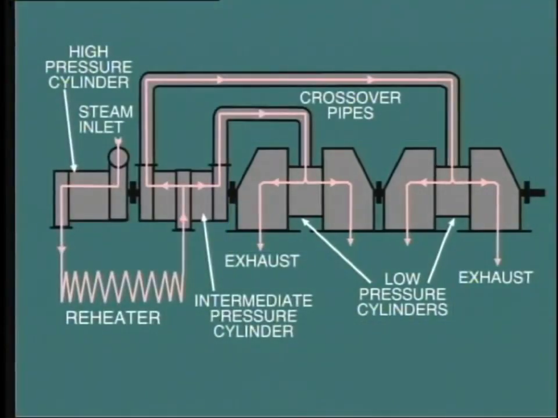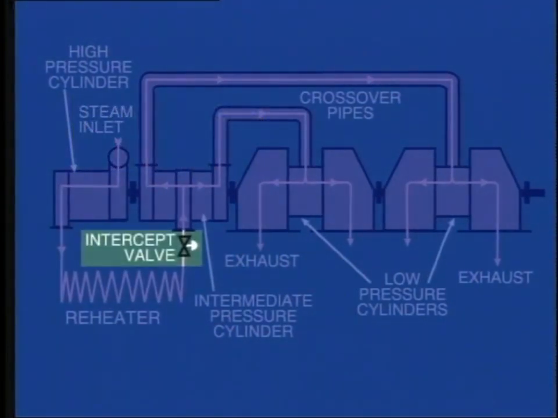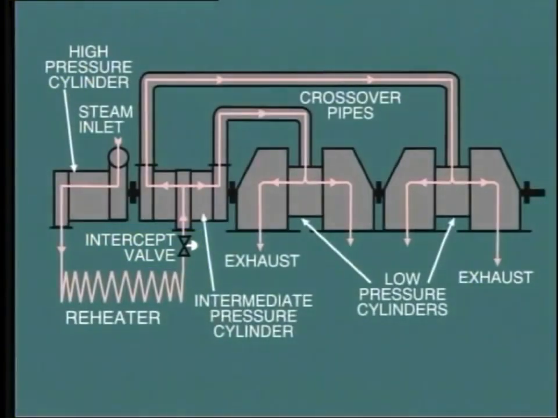With all of the configurations shown, the general control of steam flow through the turbine is achieved by adjusting the admission valves at the high pressure inlet. However, note that with the reheat units, additional control valves known as intercept valves are fitted at the inlet to the intermediate pressure cylinder for protection purposes. We'll be discussing this in detail when we look at control and protection in the next module in this series.